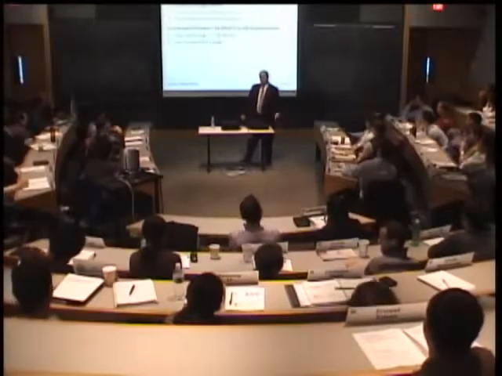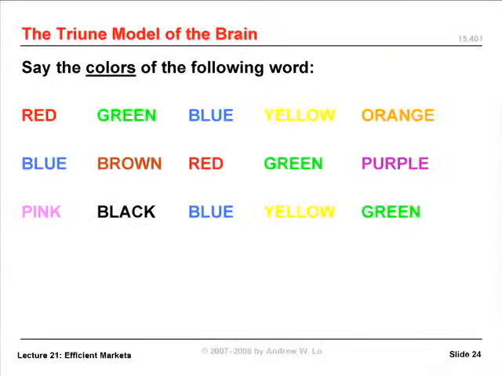Let me give you another example. This is an example that we're going to do together, okay? The example is going to go like this. I'm going to show you a bunch of words that have different colors. And I don't want you to read anything, but I want you to say out loud with me what the colors are from left to right, okay? So these are the words, but we're going to say out loud together as quickly as possible the colors. You guys ready? Okay, here we go. Red, green, blue, yellow, orange, blue, brown, red, green, purple, pink, black, blue, yellow, green. No problem, right? Very easy.